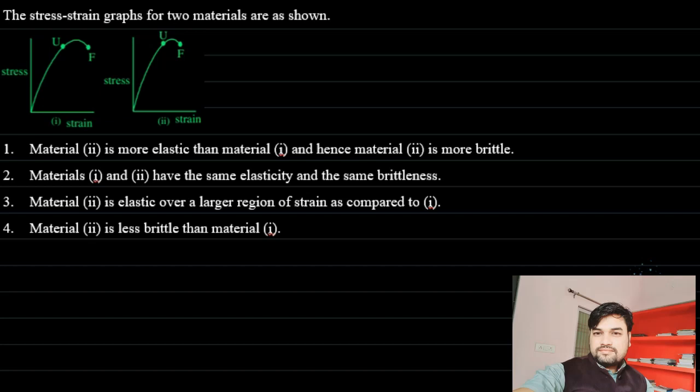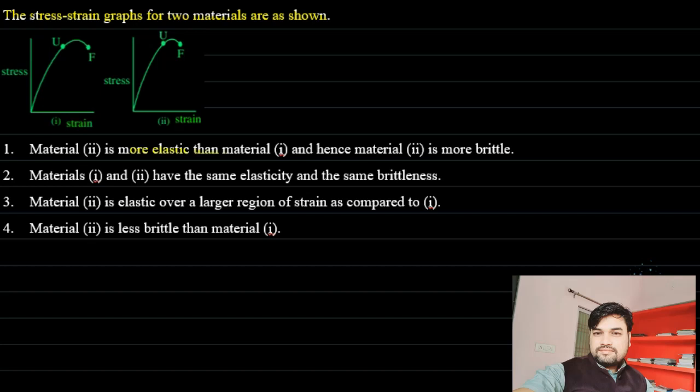The question says the stress strain curve graph for two materials are shown. So the stress strain graph for two materials, material 1 and material 2, are given here. We have to choose the correct option here.